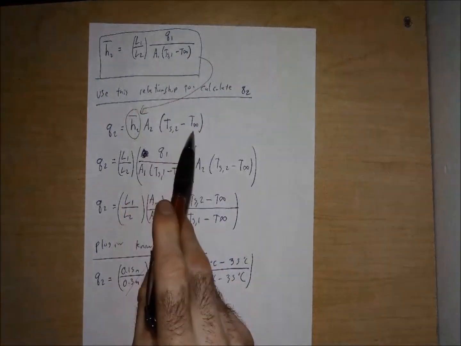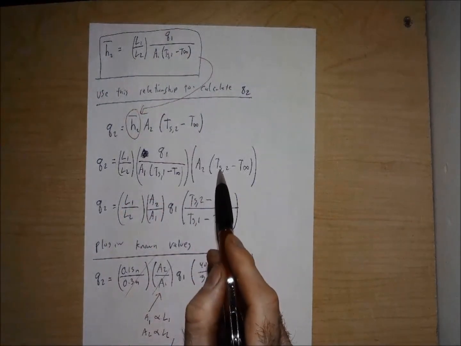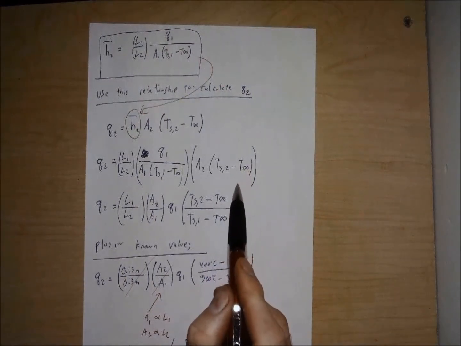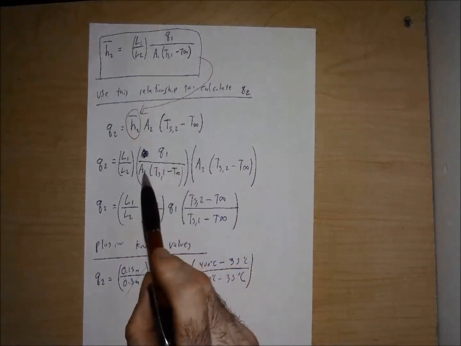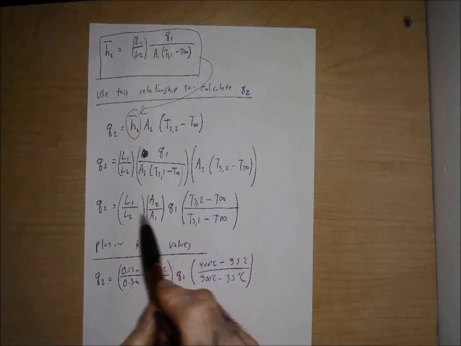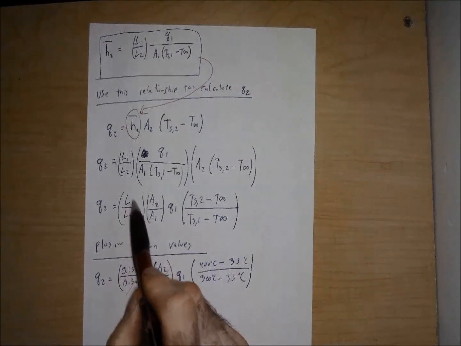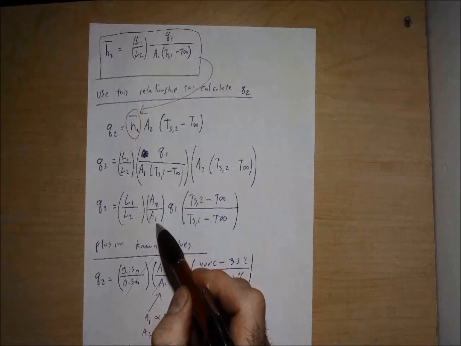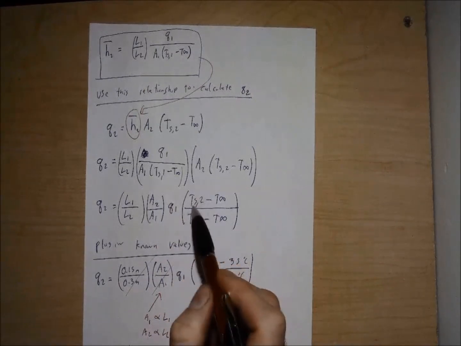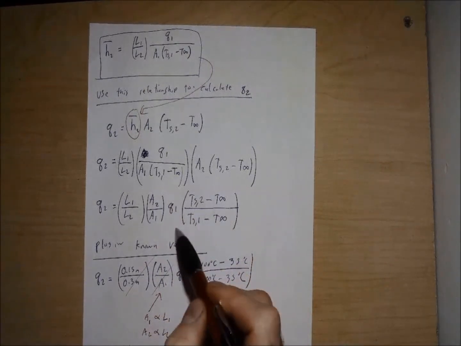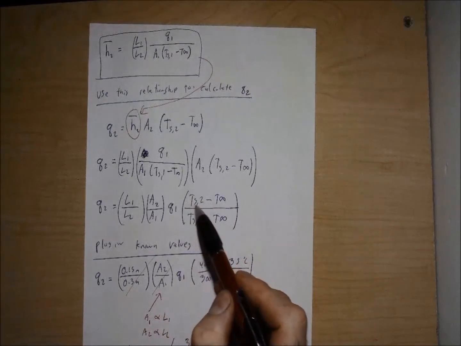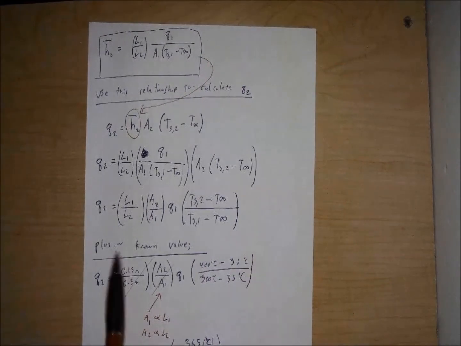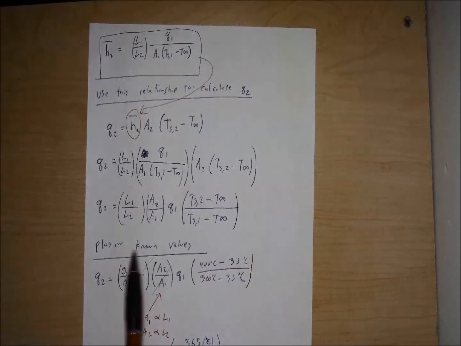Now this is times the right hand side of this equation, which is A2 times the surface temperature TS2 minus T infinity. We can rearrange and simplify this. We can see we have our A2 over our A1, pull that out in front, and we have now our L1 over L2 ratio of our lengths times the ratio of our areas, A2 over A1, times our Q1 times our temperature difference for case 2 divided by our temperature difference for case 1, where this is our surface temperature minus our ambient temperature for case 1. Then, with this equation here, we can plug in our known values.